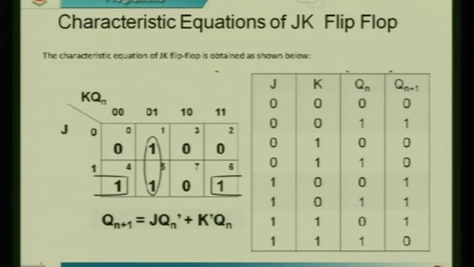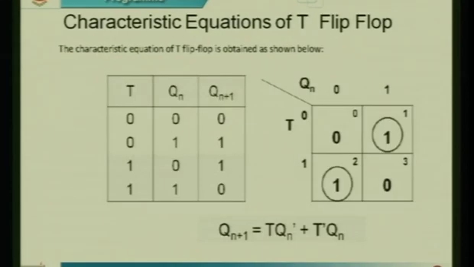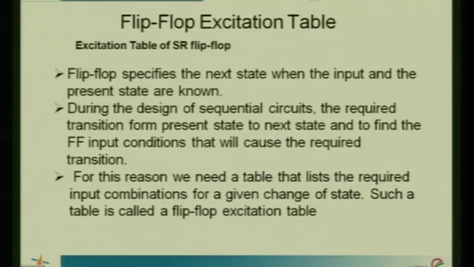Characteristic equations can similarly be generated for the JK flip-flop by giving J, K, Qn and Qn plus 1. Entering this Qn plus 1 and Qn, we will get the equation for Qn plus 1 in terms of J and present state plus K and present state. Similarly, characteristic equations of the T flip-flop we can generate.